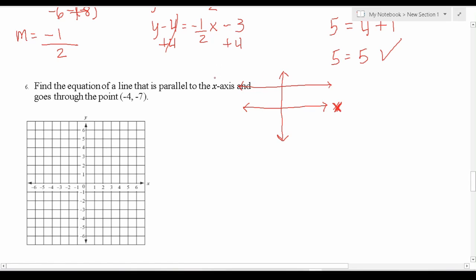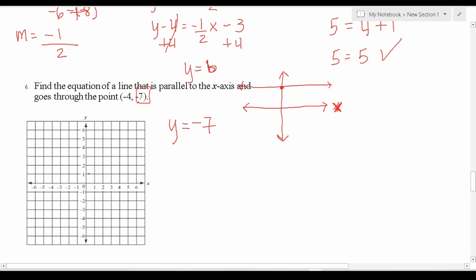So let's go back to this. Again, we know we're dealing with a line that's going to look like this, y equals b. Okay? So as long as we know we're dealing with a horizontal line, we just have to figure out what that b is. And in this case, it's where the line intersects the y-axis, and it's going to do that right here at negative 7. Okay?